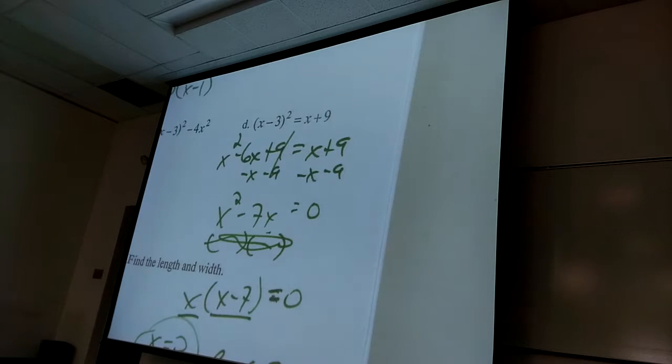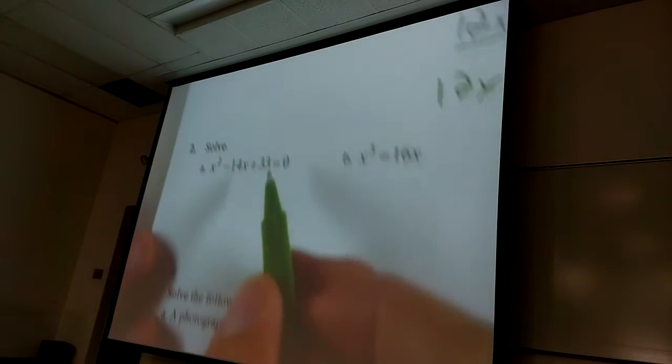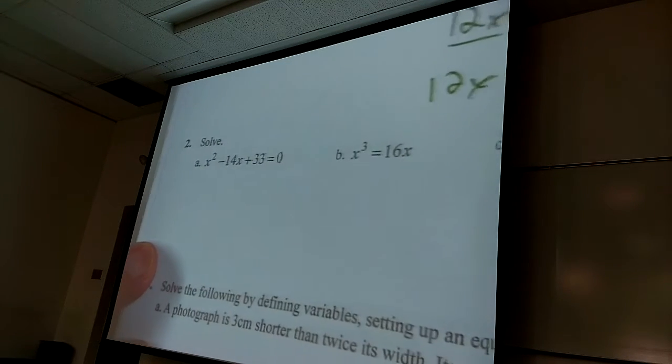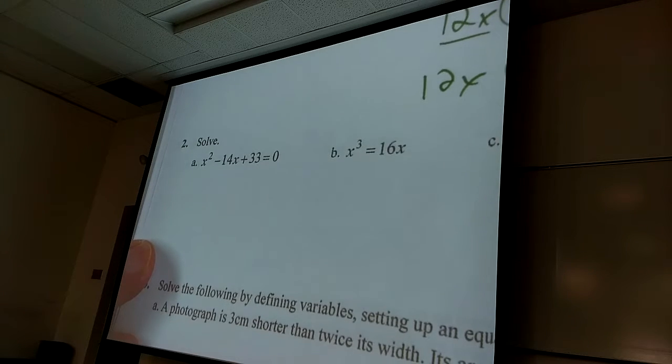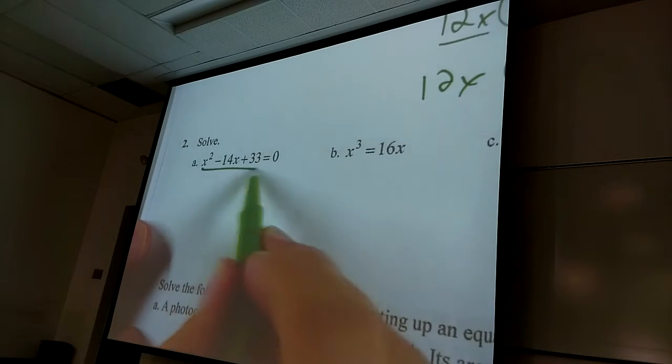Can you do 2A? Yeah, 2A. Why is 2A a little nicer than the one we just did? It's already equal to 0, so I don't have any cleanup to do. Elena, don't take that personal. I'm just saying that one's a little bit nicer because it's already equal to 0. I don't have to do anything weird. What can I do with this now?